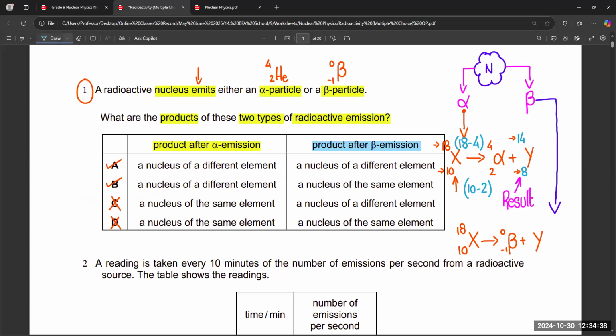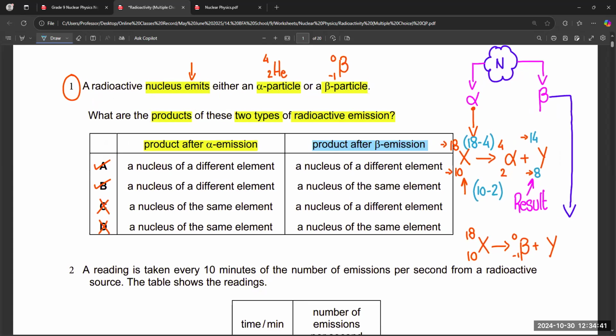Due to this -1, we will get an additional sign over here. You need to just perform the calculation like the previous one. Like in previous alpha, we subtracted 10 minus 2, right? So if we again subtract 10 minus -1, because there is already a minus 1 with the beta, minus minus will be plus. We will get value 11. And there is no change in the nucleon number. The nucleon number remains the same.